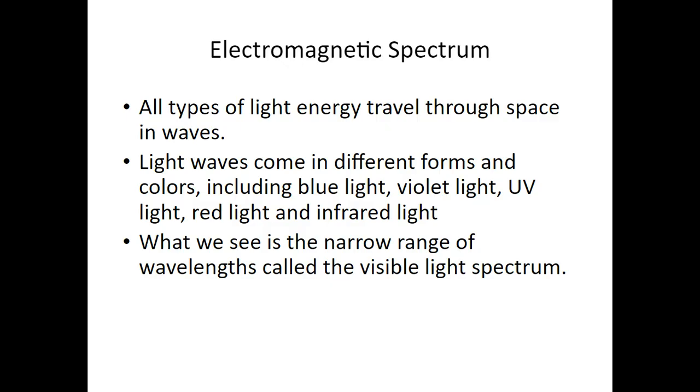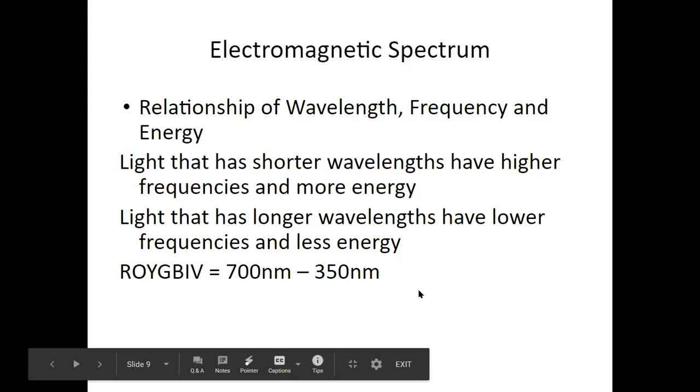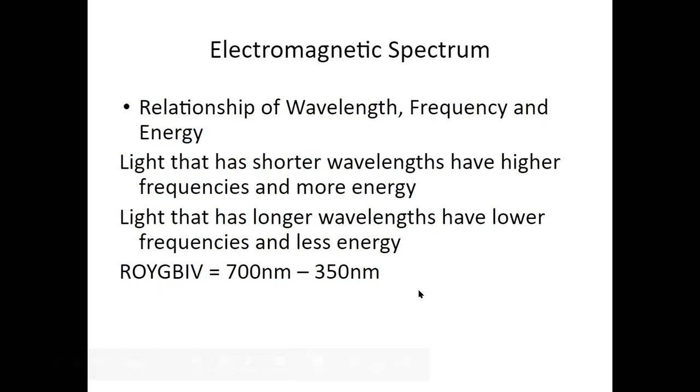Light waves come in different forms and colors, including blue light, violet light, UV light, red light, and infrared light. What we see is the narrow range of wavelengths called the visible light spectrum. So, the relationship of wavelength, frequency, and energy: light that has shorter wavelengths will have higher frequencies and more energy. Light that has longer wavelengths has lower frequencies and less energy.